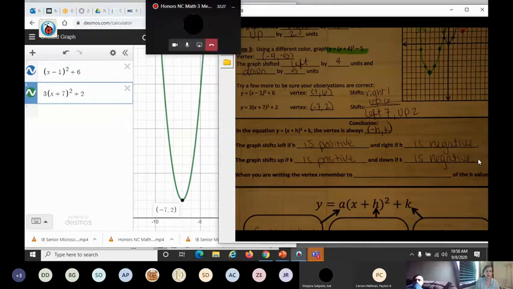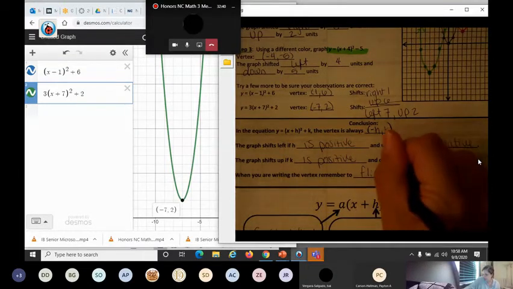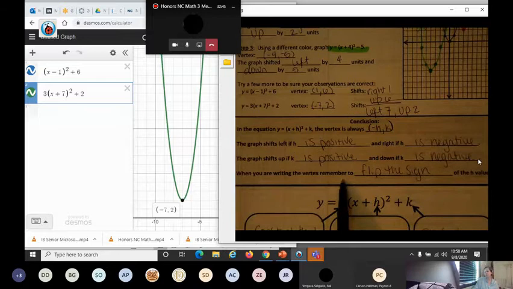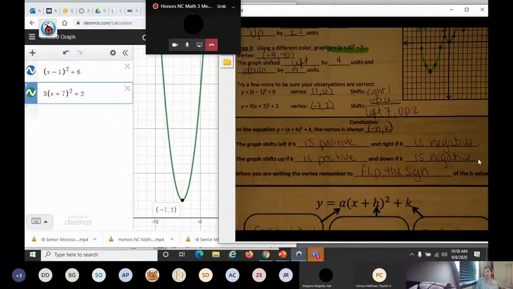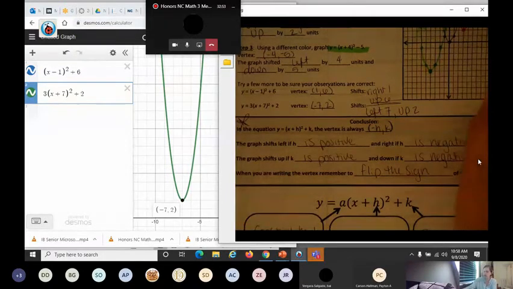Okay, so everybody should be writing this down. These are the really important things that you will need to remember. When you are writing the vertex, remember to flip the sign of the h value. All this stuff is super important. This section must be written in your notes. And you guys are submitting this, or you should have already, so please make sure that all this information is written down and I can see that you've done it.